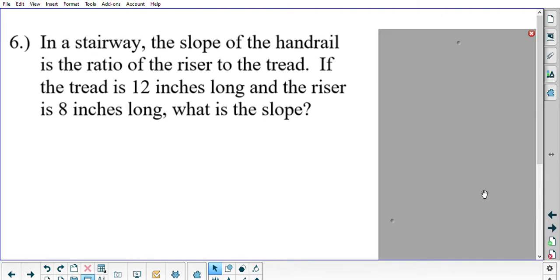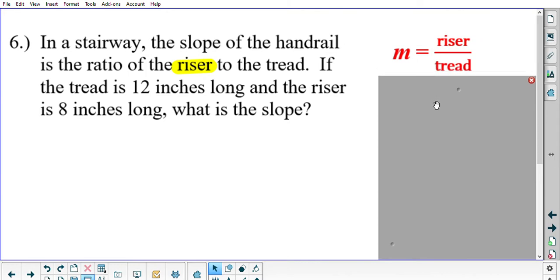And problem number 6. In a stairway, the slope of the handrail is the ratio of the riser to the tread. Now, you might not even understand what the words riser and tread means. However, it sure seems interesting that the word riser sounds like rise, and we talked about how slope could be called rise over run. And so this should be a clear giveaway that your fraction, if you think of rise over run, is going to be the riser's measurement over the tread's measurement.